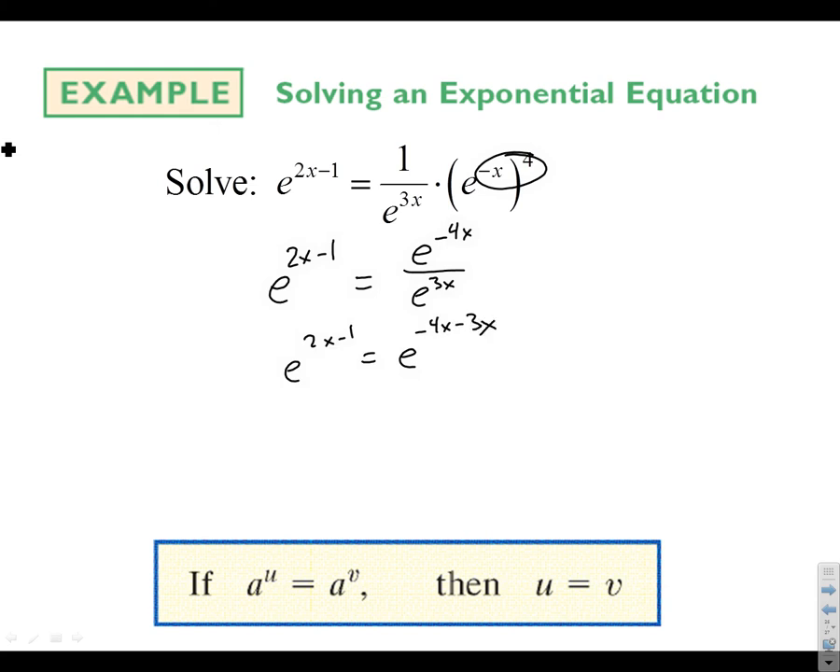Because subtraction. Let's cancel those out. 2x minus 1 equals negative 7x. And so now we have negative 1 equals negative 9x. And so 1/9 equals x.